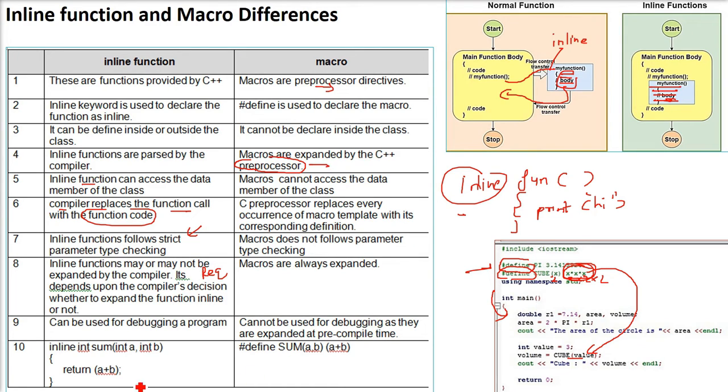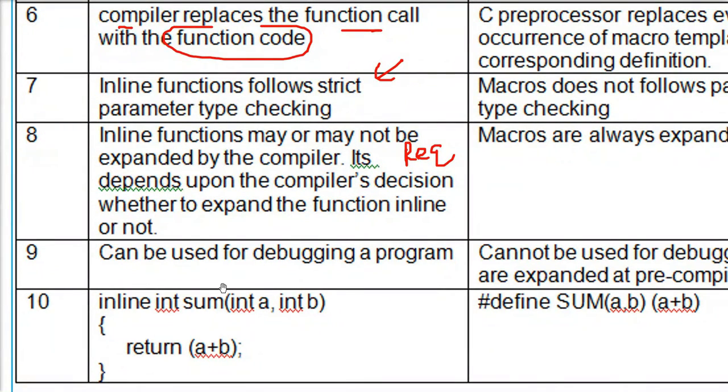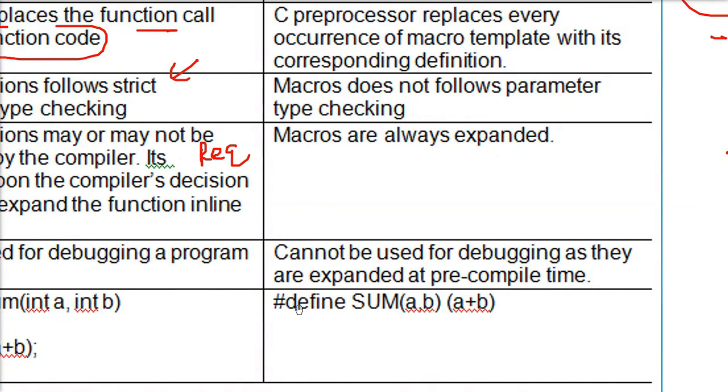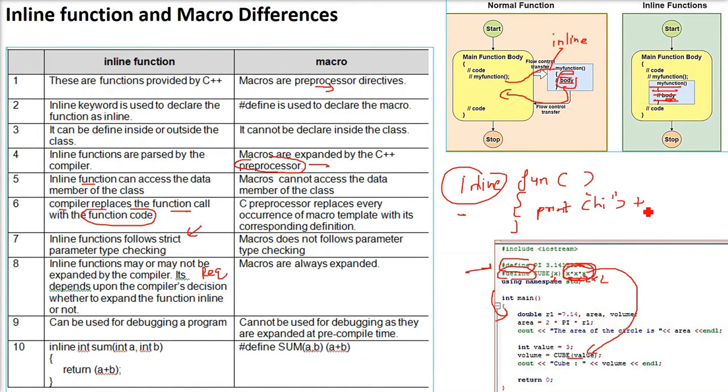The function will be written like this. I already told you, you just have to precede it with the inline keyword. Here you have to write #define SUM(a,b) a+b, and then a+b is the instruction which will be executed whenever SUM(a,b) is called. There is one more thing. For operators like prefix ++ and similar ones, you have to use inline, not a macro.